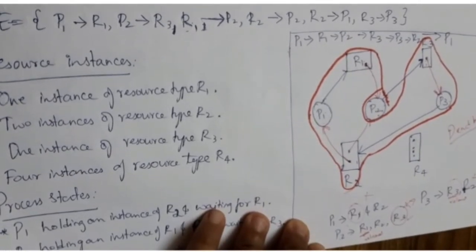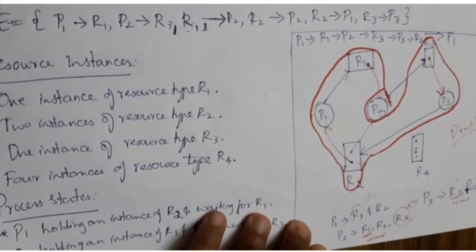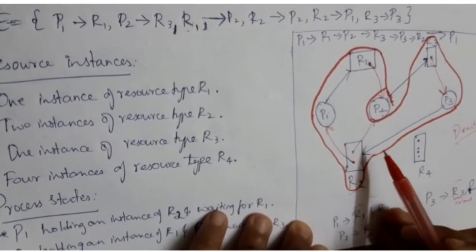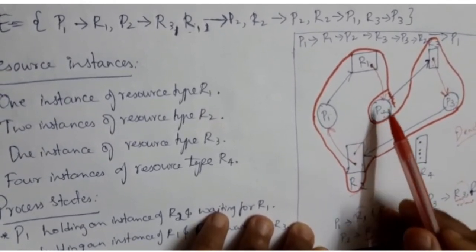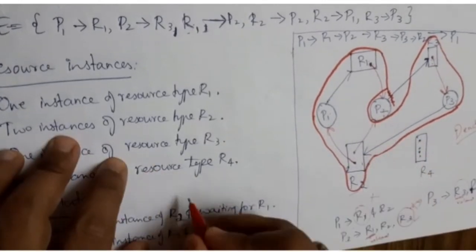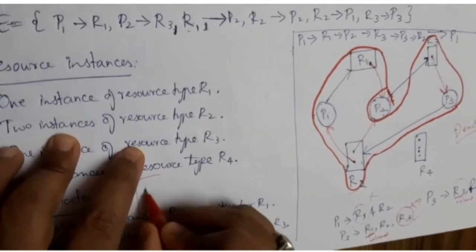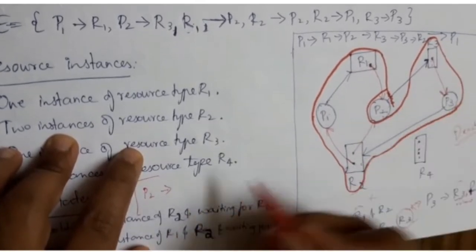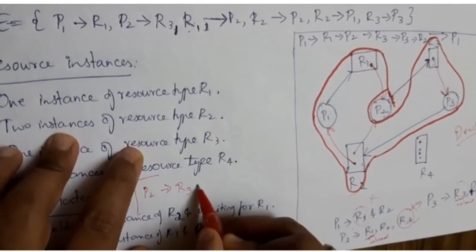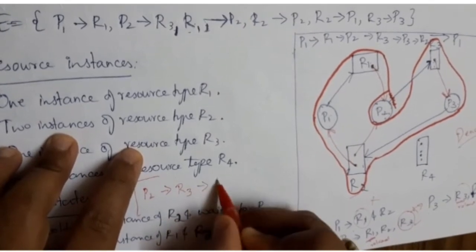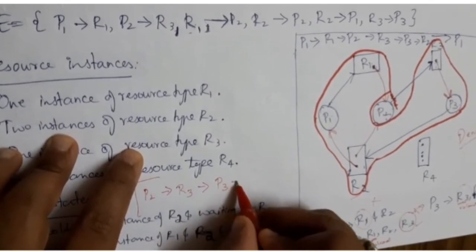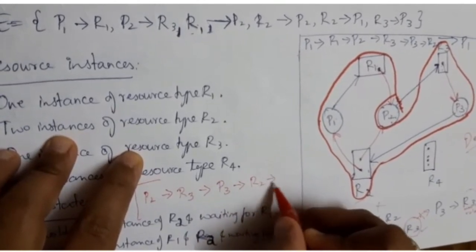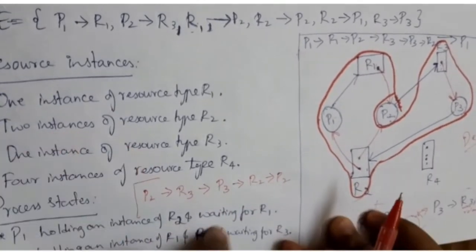Then one more cycle can also occur. What is this one more cycle? If you start from process P2, I am going to write the cycle here. P2 is requesting R3, but R3 is in turn allocated to process P3, and P3 is waiting for R2, and R2 is allocated to process P2.